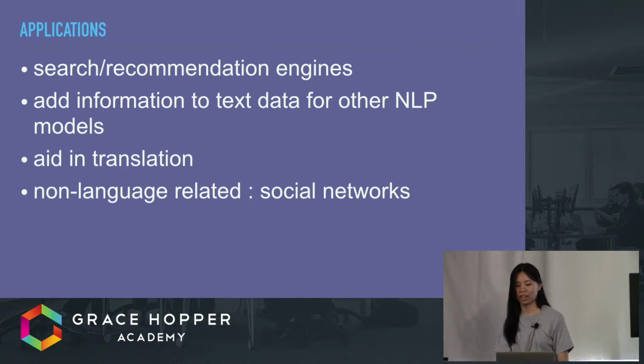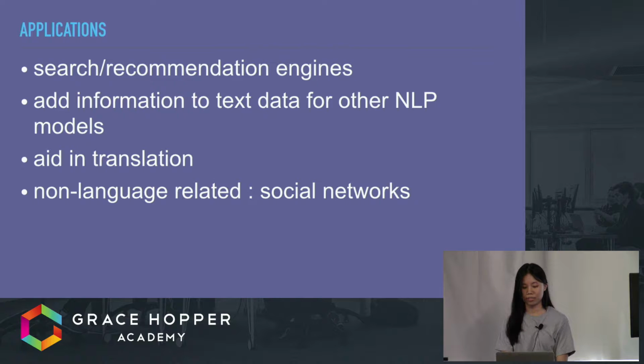Word2Vec is also used to add information to text for other natural language processing models. In machine learning, if you process image or audio data, you can take pixels, and pixels will be comparable to each other because you have intensity of pixels. But words, you can't really compare them unless you map out their relationships.